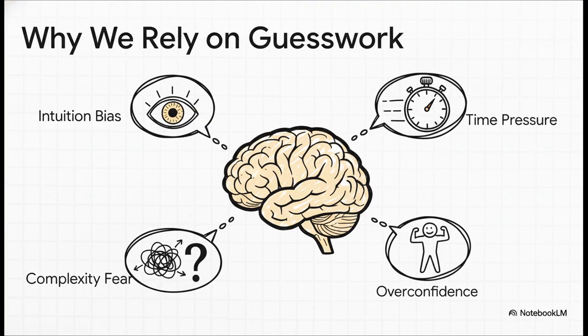And look, it's completely understandable why we fall into this trap. Our brains are basically wired for it. We've got that intuition bias whispering, I can just tell if it's good. We're always under pressure, and setting up a whole metric system feels like it'll take forever. And yeah, sometimes a little bit of overconfidence kicks in, or we just get intimidated because the whole idea of metrics seems way too complicated. This isn't a personal failure, it's just human nature.